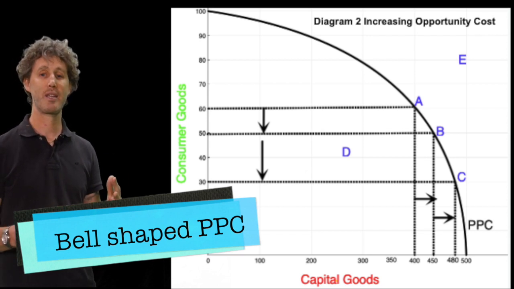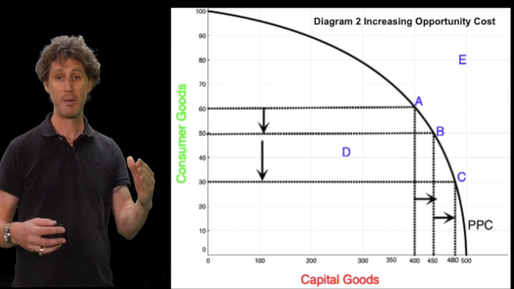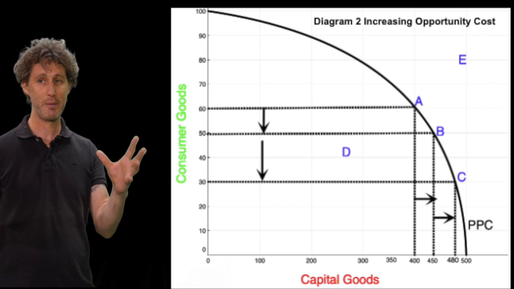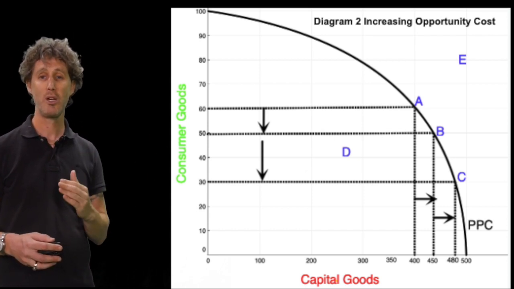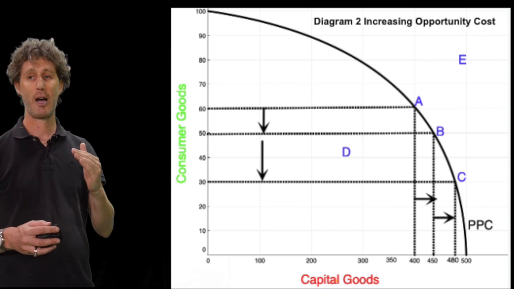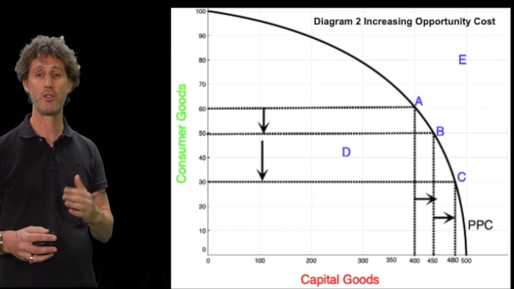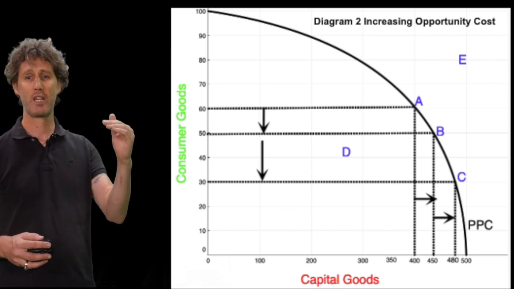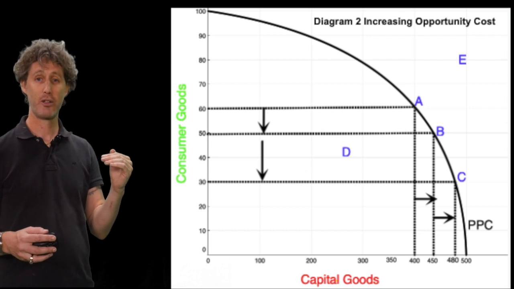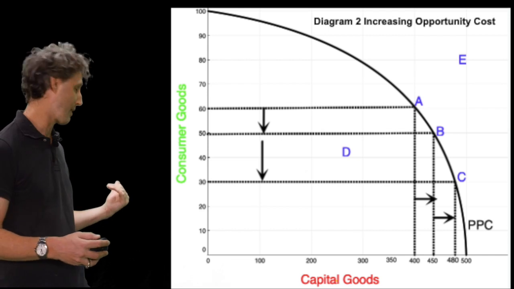If we move from point A to point B when we're on the PPC curve, remember when we're on the PPC curve, this is an efficient point. Any point on the PPC curve is efficient. So if we move from point A to point B, we can do that, but we have to give up consumer goods in order to be able to gain more capital goods. So in this case, we're giving up 10 consumer goods to gain 50 extra capital goods in this example.